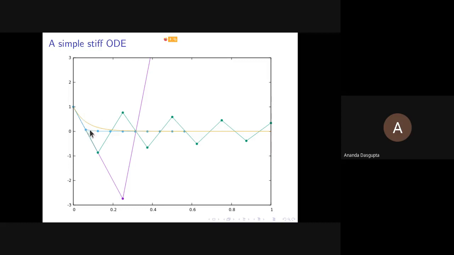The cyan dots here, the cyan line joining the dots, these are the results when h is smaller than 1 by 15. The green one is when h is between 1 by 15 and 2 by 15. So you do get a decrease, but the decrease is rather slow and is rapidly oscillatory. And the purple one, of course, is the worst of them all, where h is more than 2 by 15. It simply keeps on blowing up. In fact, it blows up so rapidly here that after 2 points, I can't even draw this on the same scale.